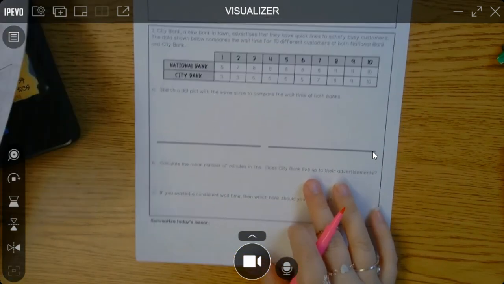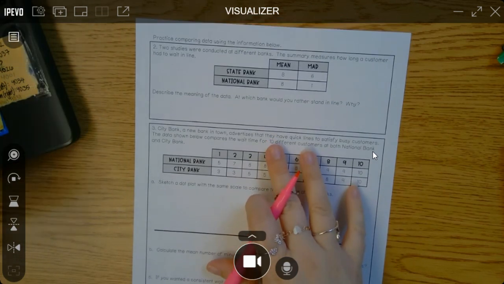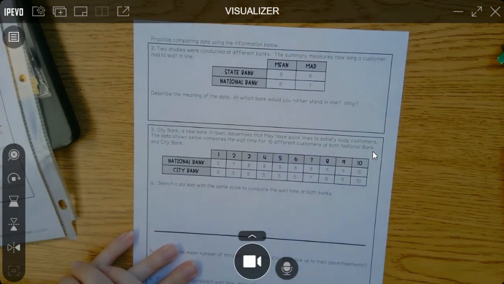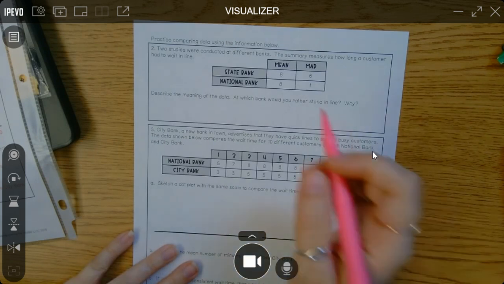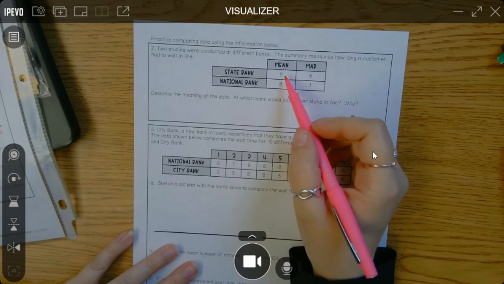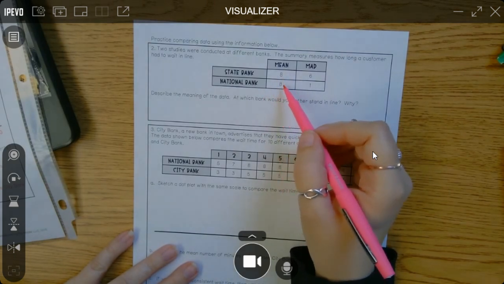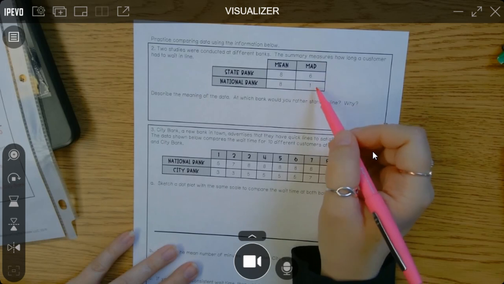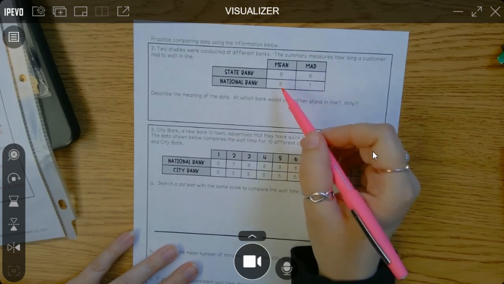On the next page, we have two different banks. It says two studies were conducted at these two banks, and the summary measures how long a customer had to wait in line. At State Bank, they had a mean wait time of 8, and National Bank had the same mean time of 8. So you're like, oh, it doesn't really matter.